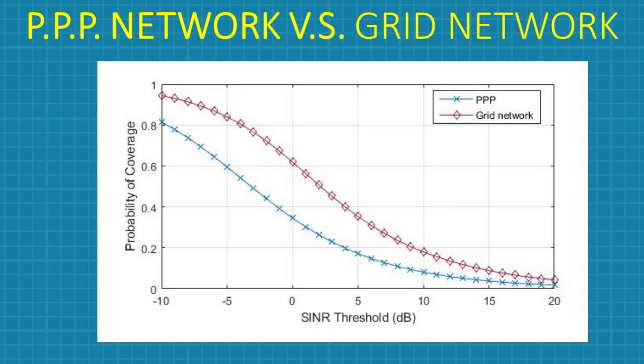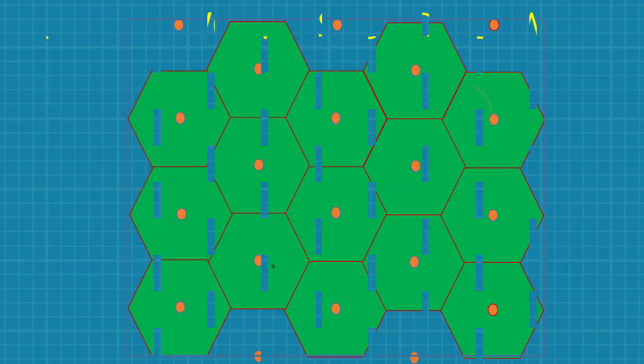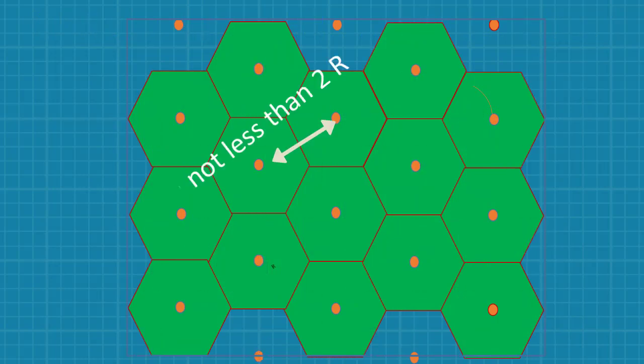This plot shows the coverage probability of a uniform grid network compared to a PPP network. The grid network provides a higher coverage probability than the PPP network. This can be explained by the following. In the grid model, the distance between a certain UAV and the other interfering UAV is not closer than 2r, where r is the coverage radius of the UAV, which is more ideal than the real network.